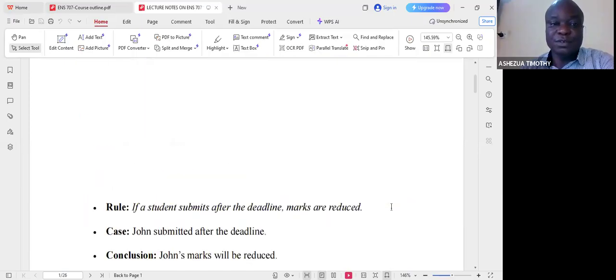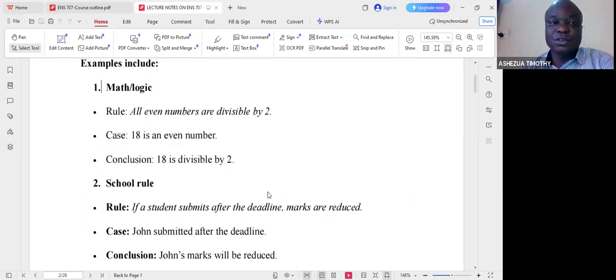An example of this, for instance, is math or logic. The rule is all even numbers are divisible by 2. Now, the case we're looking at is that 18 is an even number. And the conclusion is that 18 is divisible by 2. So, this is an example of deductive reasoning.